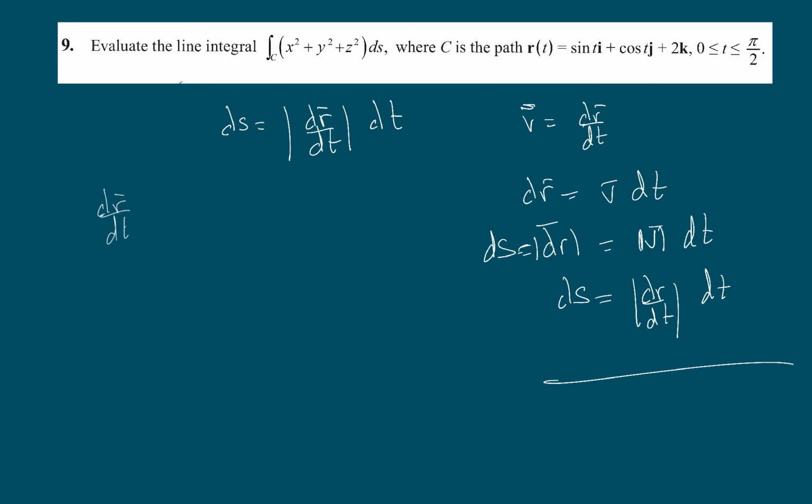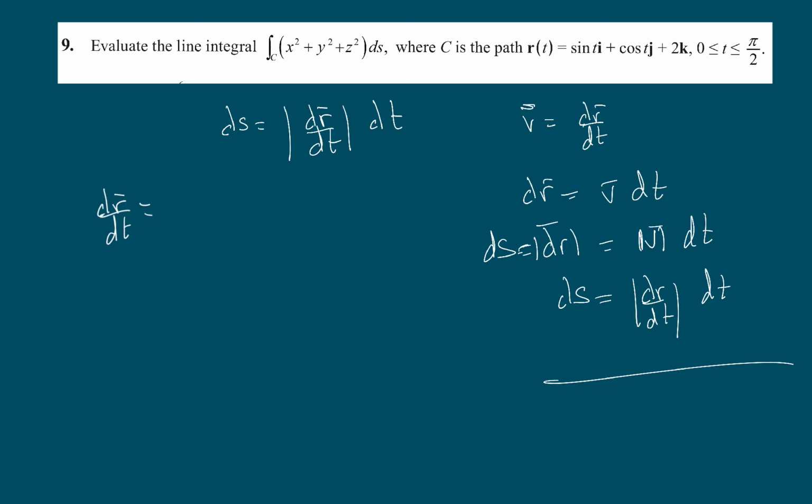So first we find dr/dt. Later we find the magnitude of dr/dt. And finally we find ds. We put it here and we make the integral, knowing that x of t is sine of t, y of t is cosine of t, and z of t is 2. Okay, let's do all the job.